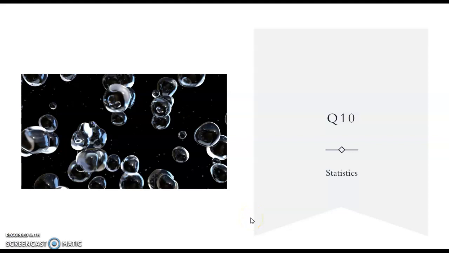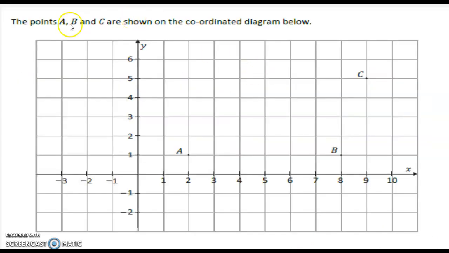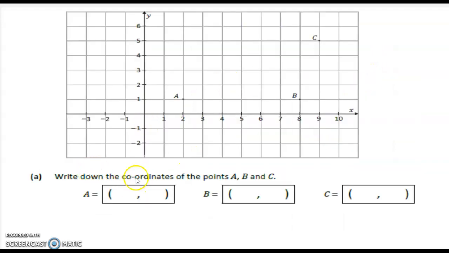So the year was 1841, and this is question 10, statistics. So in this particular question, what we've got to do here is something to do with coordinate geometry. So the points A, B, and C are shown in the coordinated diagram below. So you can see them here, A, B, and C. So what sort of questions are we asked? So we're actually asked to write down the coordinates of A, B, and C.